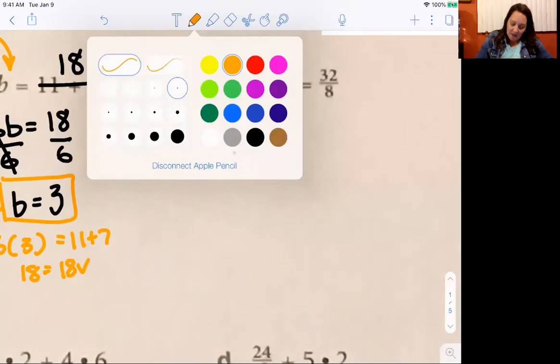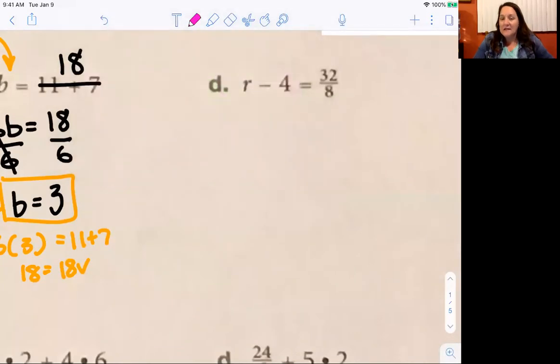Letter D. I'm just moving right along because you guys are awesome and we're working on them together. First thing, we have r minus 4 equals 32 over 8. One moment. 32 over 8. Am I going to add 4 first, or am I going to do 32 over 8 first? If you said 32 over 8, awesome. 32 divided by 8 is 4. My updated equation is r minus 4 equals 4.